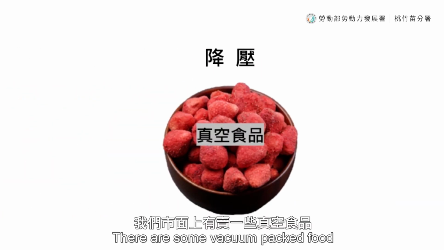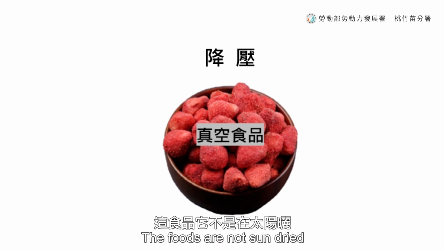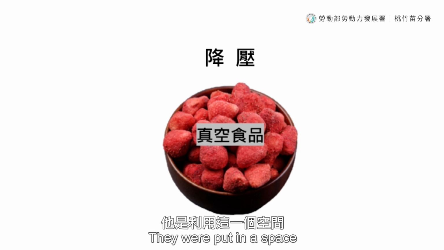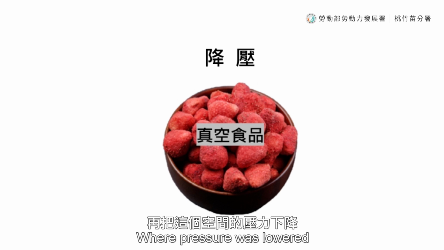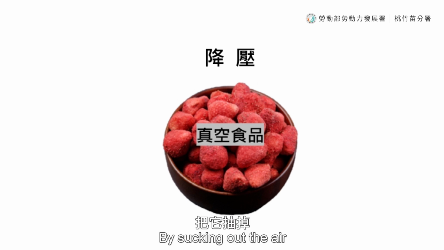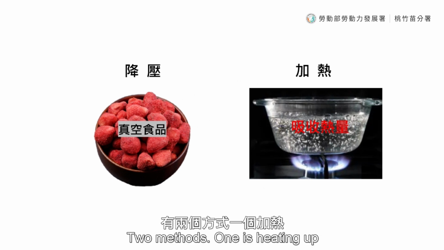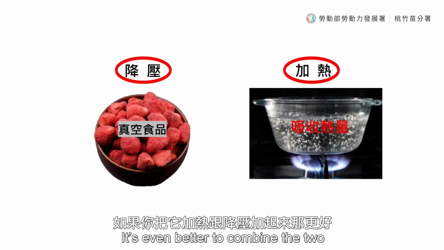You can see that there are some vacuum-packed food. The foods are not sun-dried or roasted. They were put in a space. When the pressure was lowered, if you vacuumize a space, the liquid inside will turn into gas. By sucking out the air, you will turn liquid into gas. Two methods. One is heating up. The other is to lower the pressure. It's even better to combine the two.